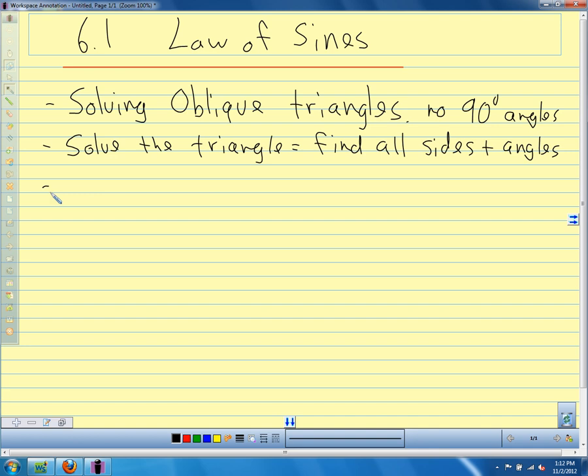And what we'll end up doing with the law of sines and law of cosines, we'll start with one side and two other parts of the triangle. So we'll have a side and two angles, or we'll have three sides. So we'll have some combination of parts, and we're going to apply the law of sines or law of cosines to find out the missing parts. So we're going to use the law of sines in a couple of cases.